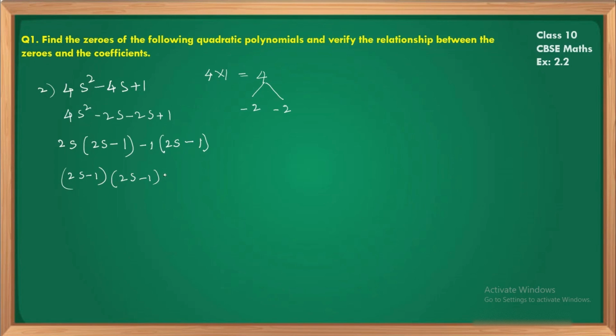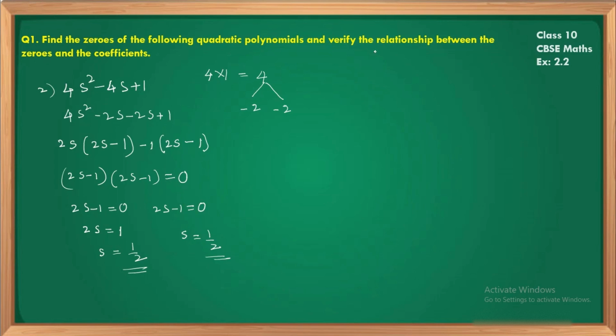Now this is the simplified form of the first equation, which will be equal to 0. Now 2s minus 1 is equal to 0, and this 2s minus 1 is equal to 0. In this case, 2s is equal to plus 1, because if you take minus 1 to this side it becomes plus 1, and s is equal to 1 by 2. Similarly, it is the same number, so s will be equal to 1 by 2. Now there are two zeros, 1 by 2 and 1 by 2.